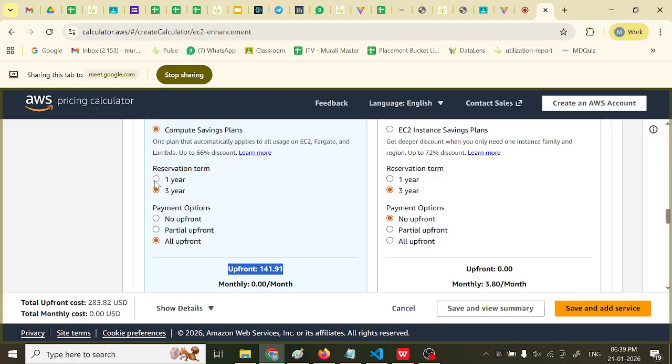Because previously it was 72, no? So 72 into 2 is again 144, correct? But here you see, they are charging only 141 even for 3 years. Again, with partial upfront, you see, still less cost. Again, with no upfront, still a lower cost. So we go for the lower price.